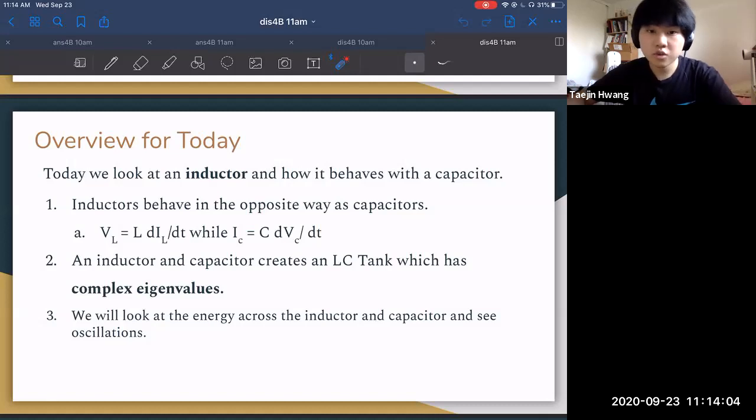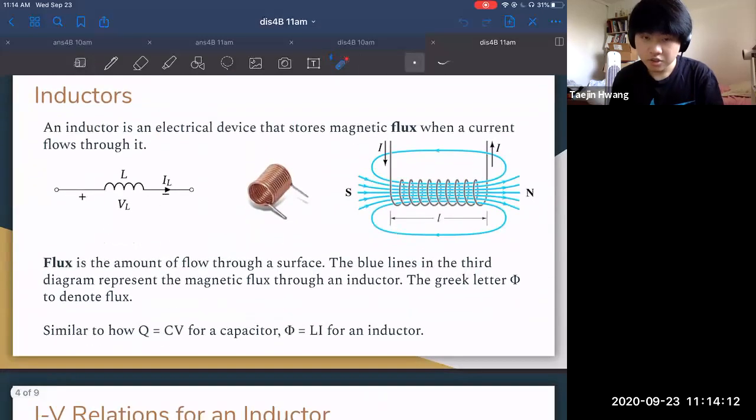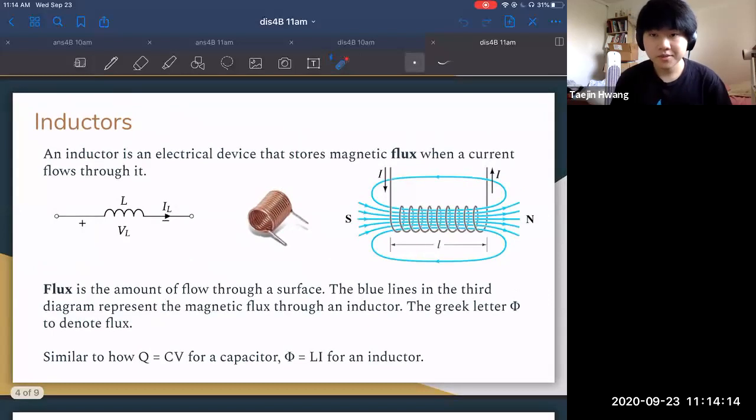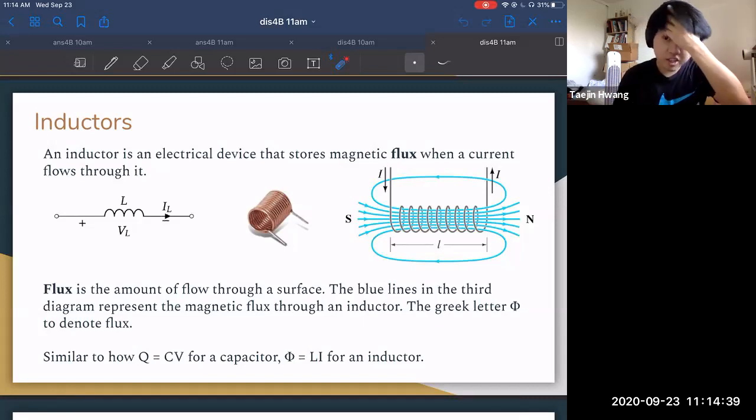All right, if we don't have any questions, let's actually talk about what an inductor is and some of the physical intuition behind an inductor. Inductors are just another electrical device, just like a capacitor or resistor. And inductors are very different from the other devices in that they store something called magnetic flux. And flux is kind of an abstract concept.